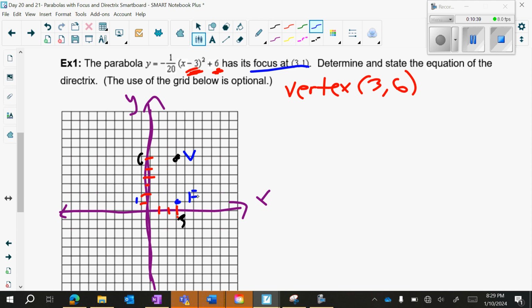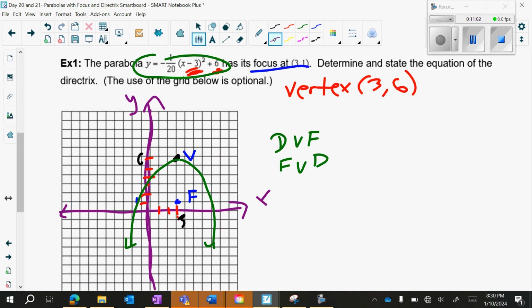Put F for focus. And then even if I did not have this equation here, I would ask myself, where's the directrix going to be? So remember, it's always DVF or FVD, where the vertex is in the middle. So if the focus is over here, this thing is going to be opening down, and that actually means the directrix is going to be up top.